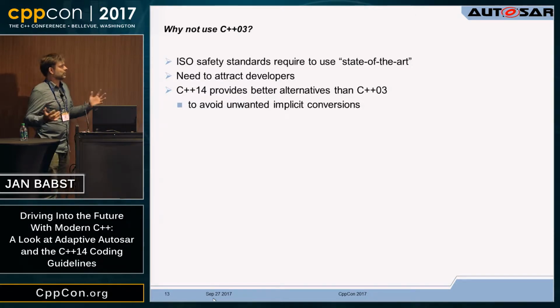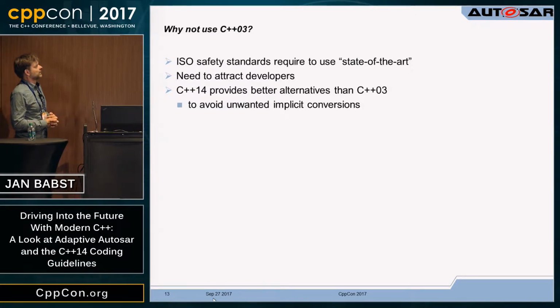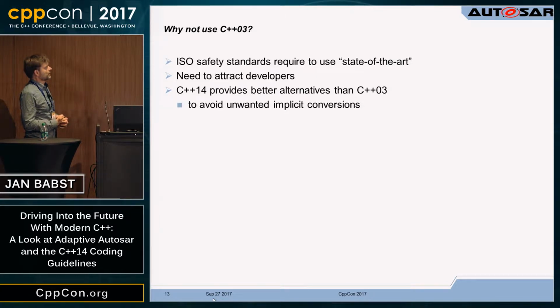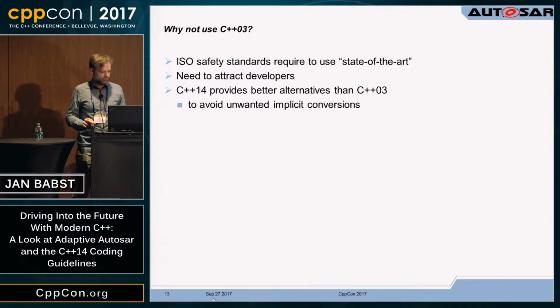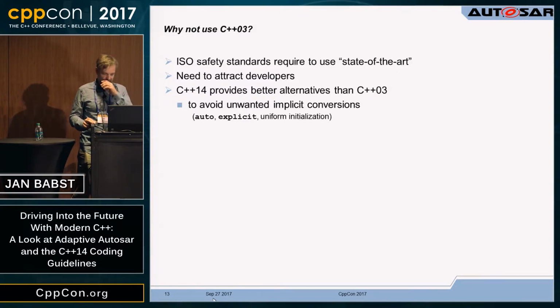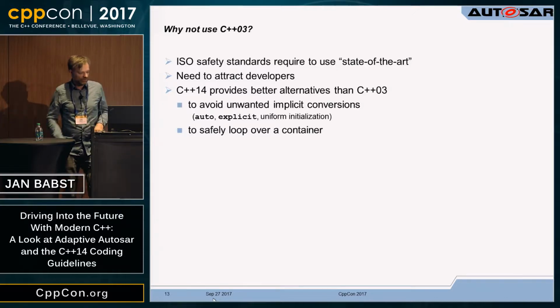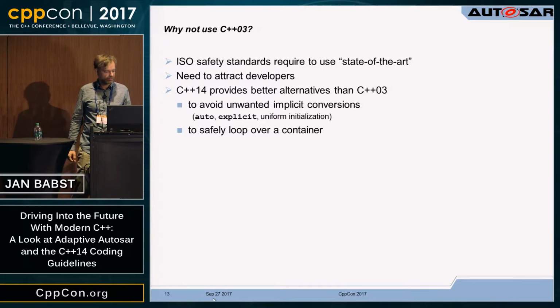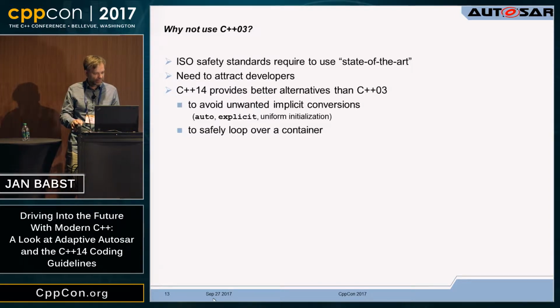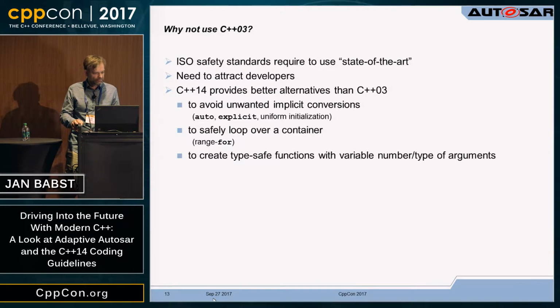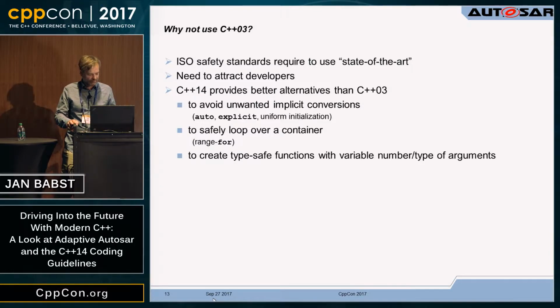So, which has always been a problem in C++03 is unwanted implicit conversions. You can avoid them by just using auto or uniform initialization, or the explicit keyword on conversion operators. You have for-range loop, which you can safely iterate over a container without worrying about running out of range. You can create type-safe function with variable number of arguments, and so on.